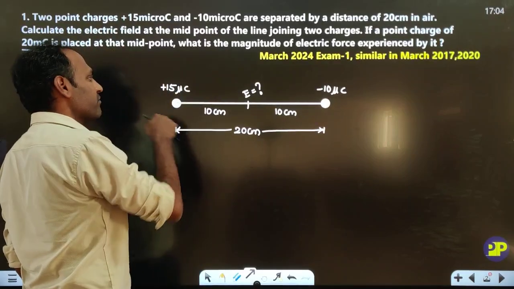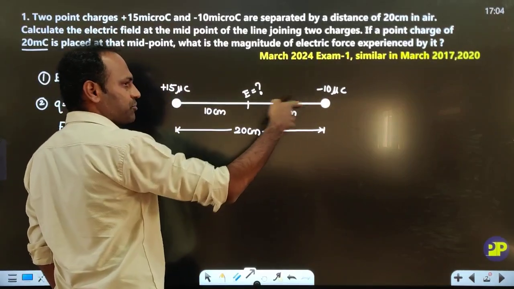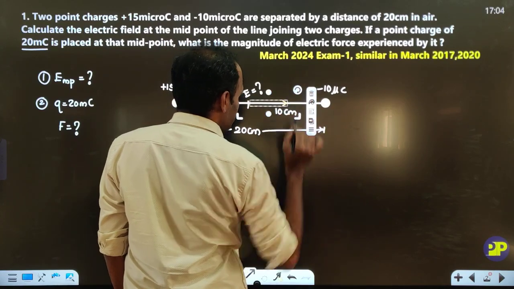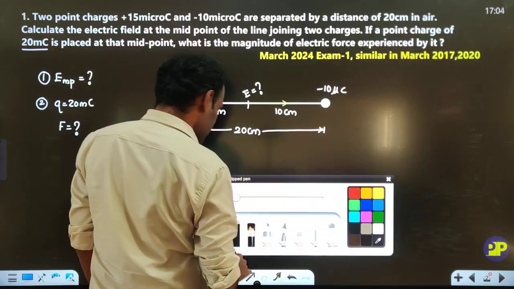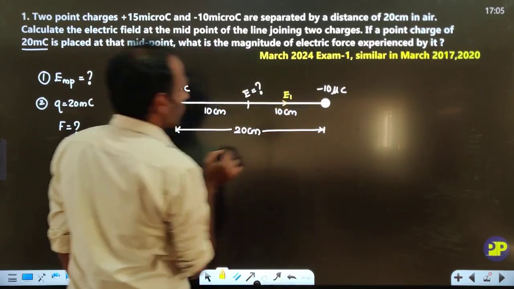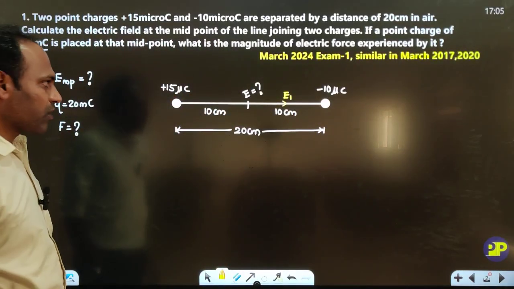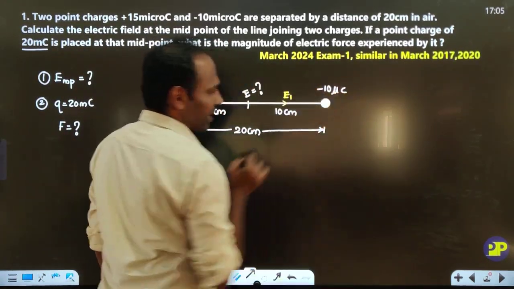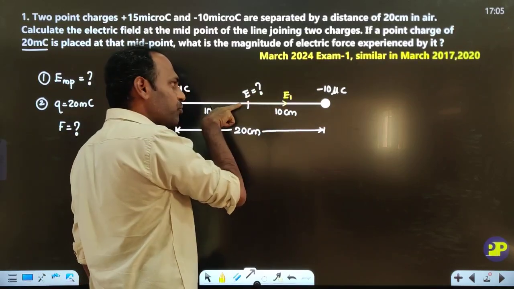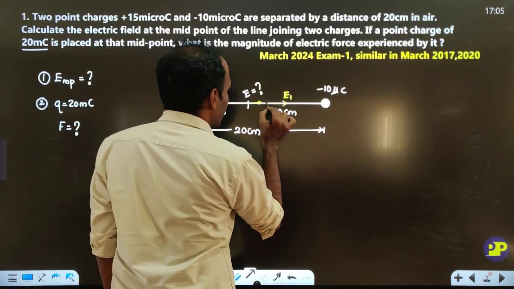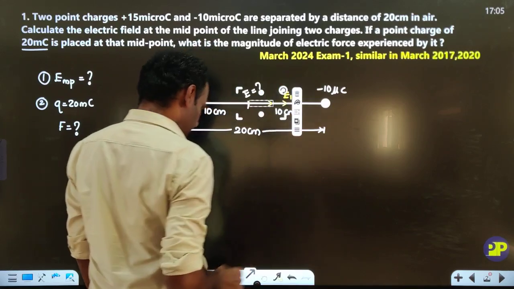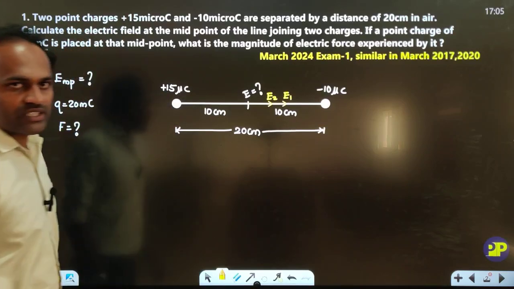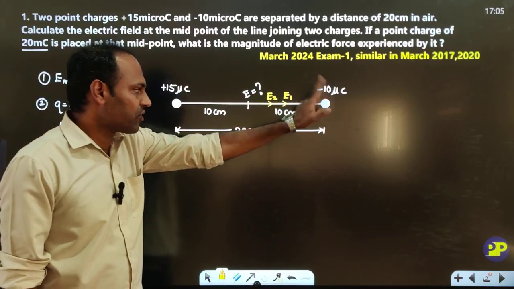Okay, first let me mark the electric field of plus 15 microcoulomb. It has to be away from the charge because it is positive. So the electric field due to plus 15 microcoulomb will be in this direction. And I will name that electric field as E1. E1 is the electric field due to the first charge, that is plus 15 microcoulomb. And electric field due to the second charge, minus 10 microcoulomb, should be towards the charge itself. So I will take the direction of electric field of minus 10 microcoulomb in this direction. I will take this electric field as E2. So E1 is the electric field of plus 15 microcoulomb, E2 is the electric field of minus 10 microcoulomb.